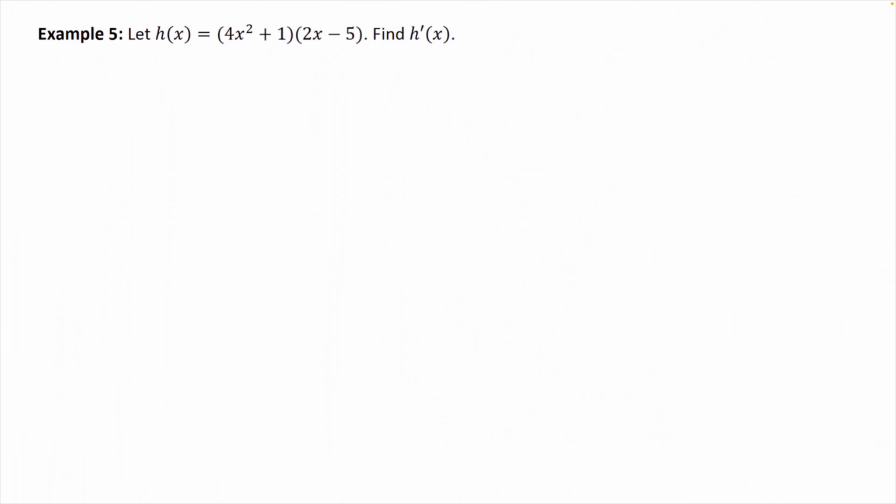Number 5. I have two things multiplying times each other, two binomials, right? I have 4x squared plus 1 times 2x minus 5, right? I don't have a product. There is a product rule. It's on the next page. But let's pretend we don't know that. How can I use the regular power rule to solve this?